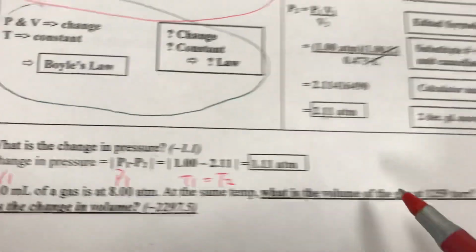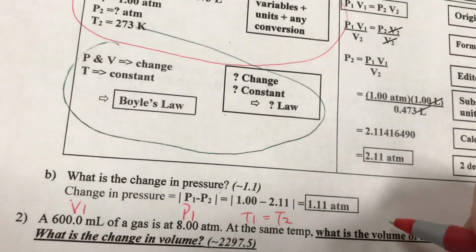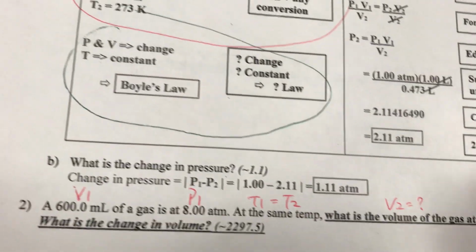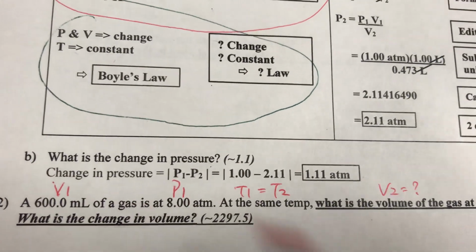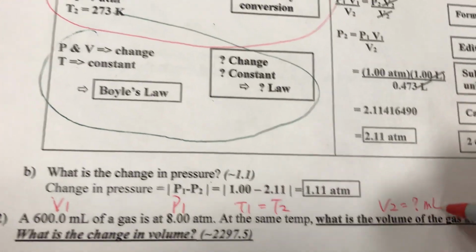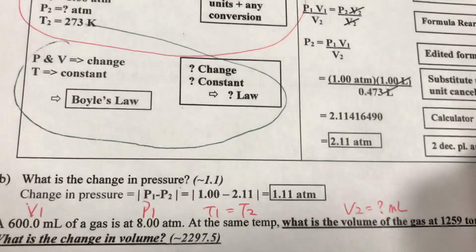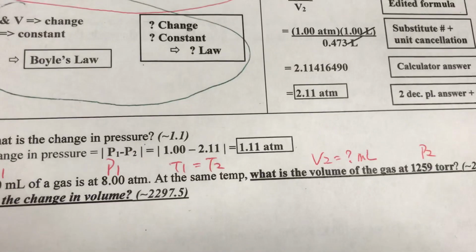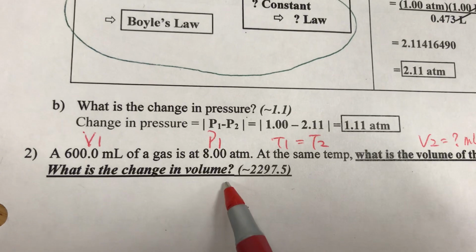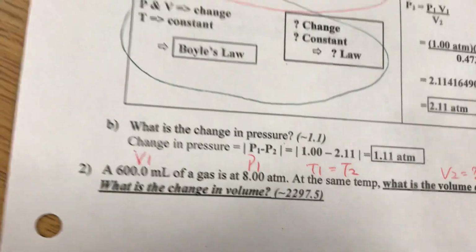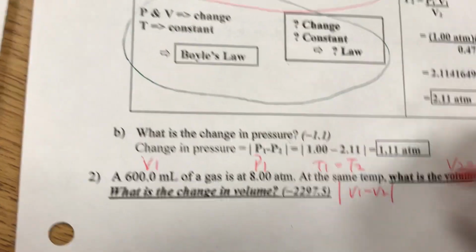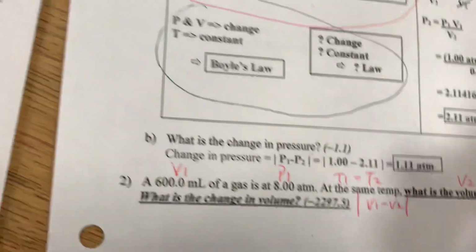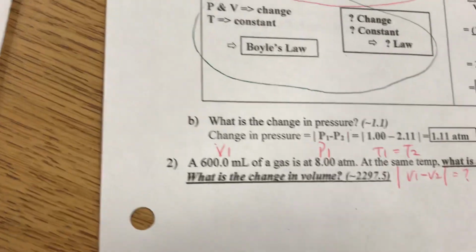Okay, what is the volume of the gas? So I'm looking for my V2 equals question mark. If they did not indicate what volume unit, then you follow the unit for volume 1, so it will be milliliter. And then 1259 torr will be P2. Okay, and then what is the change in volume? My change in volume will be the difference between the two volumes, so it will be the absolute value of V1 minus V2, or the absolute value of V2 minus V1. It doesn't really matter.